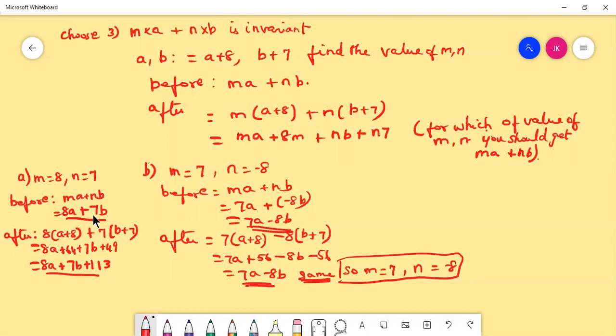Both must be the same. Now coming back to this, m is equal to 7, n is equal to minus 8. So I'm substituting it over here.